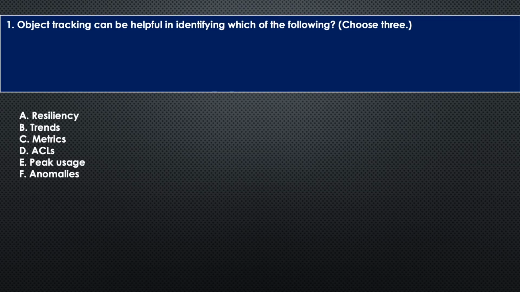1. Object tracking can be helpful in identifying which of the following? Choose 3. A. Resiliency. B. Trends. C. Metrics. D. ACLs. E. Peak usage. F. Anomalies. Answers: B, E, F. Trends, usage, and deficiencies are all management report outputs that can be identified using object tracking.